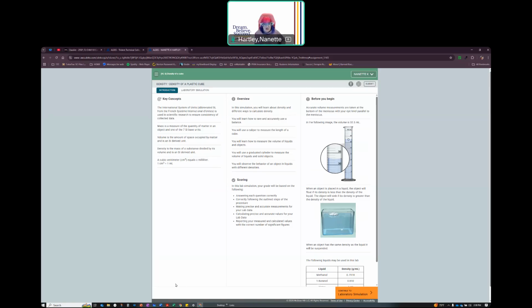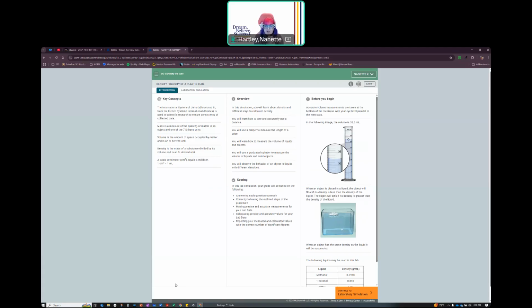In addition to that, we will be looking at taring and accurately using a balance, using calipers, measuring the volume of liquids and objects, how to use a graduated cylinder to measure volumes of liquids and solid objects, and measuring the behavior of both objects and liquids with different densities.